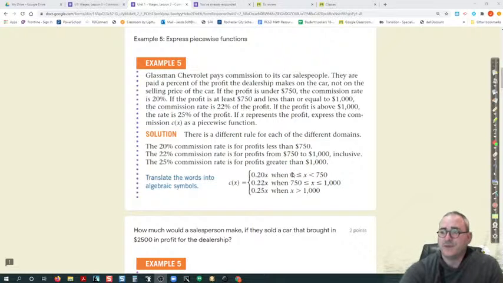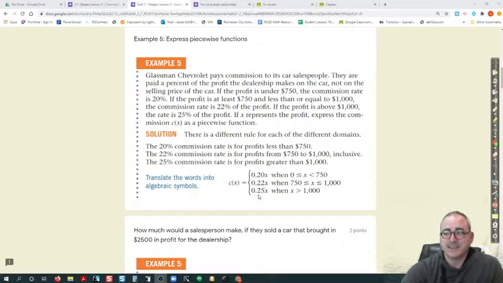If the profit's between 0 and 750, x is the profit. When the profit is between 0 and 750, we're going to take 0.2 and multiply it by the profit to find out how much the salesperson is paid, right? So this 0.20 is 20% expressed as a decimal out of 1, right? This 0.22 is 22% as a decimal expressed out of 1.